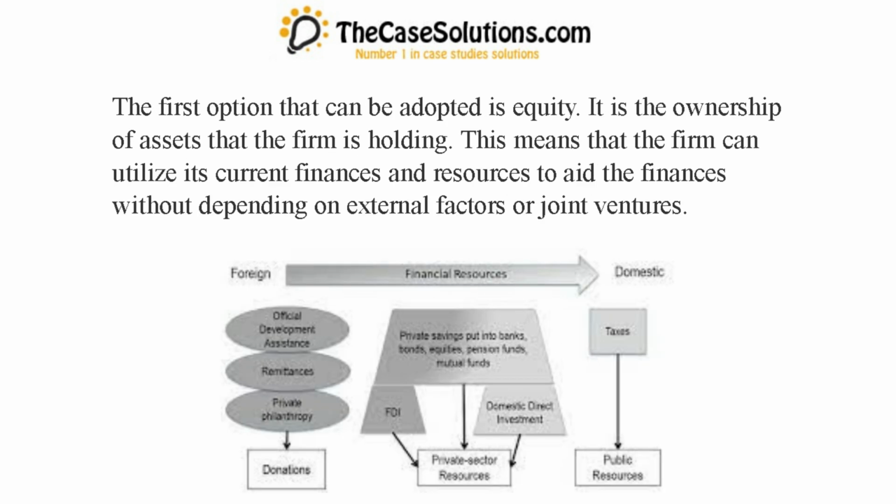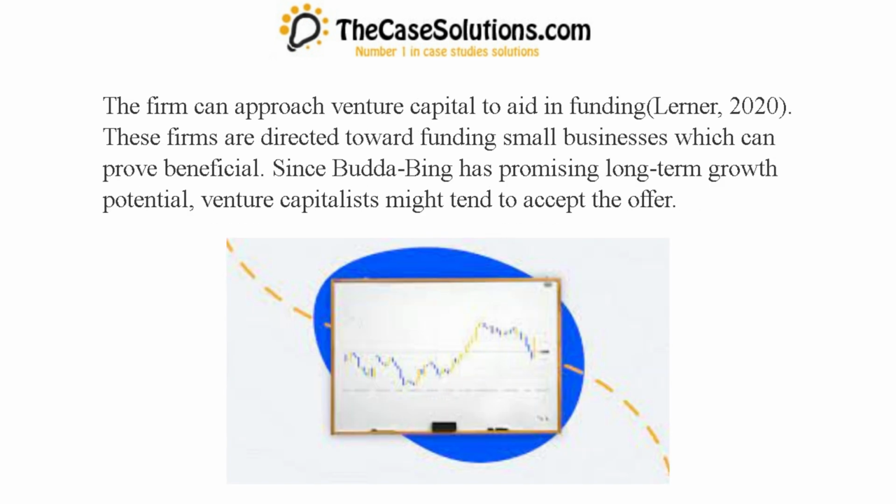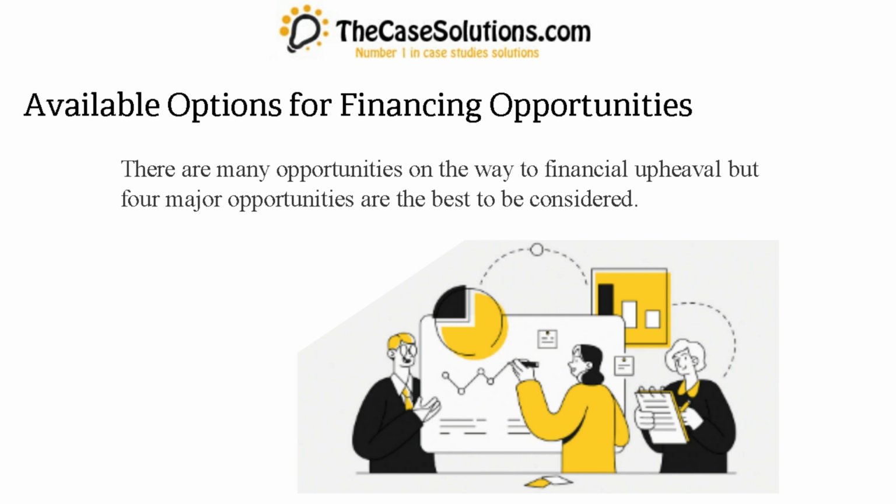The first option that can be adopted is equity. It is the ownership of assets that the firm is holding. This means that the firm can utilize its current finances and resources to aid the finances without depending on external factors or joint ventures. The firm can approach venture capital to aid in funding. Lerner, 2020. These firms are directed toward funding small businesses, which can prove beneficial. Since Budda-Bing has promising long-term growth potential, venture capitalists might tend to accept the offer. Available options for financing opportunities.